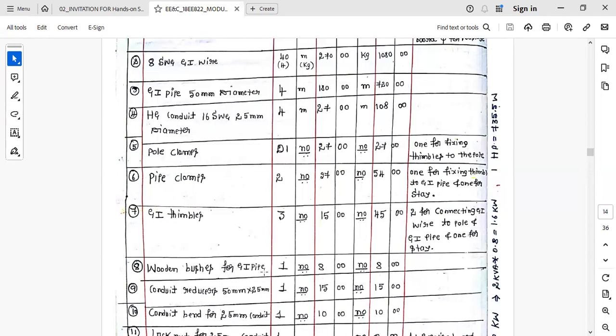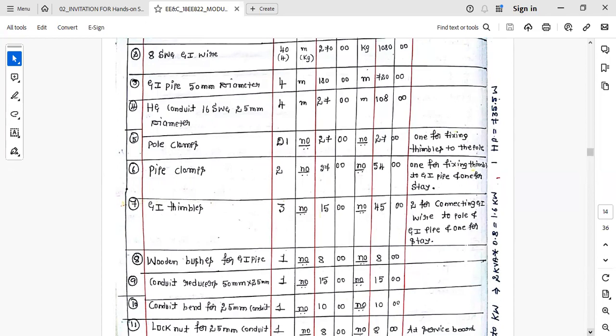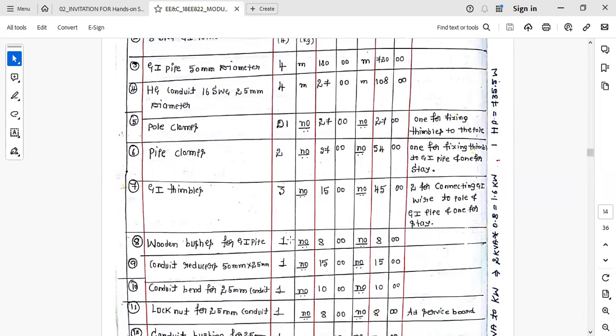Wooden bushes for the GI pipe. For the GI pipe they are going to take down one wooden bush. One number, total 8 rupees. 1 into 8 rupees. Total 8 rupees only. Conduit reducers they are going to consider 50 into 20, length into breadth.